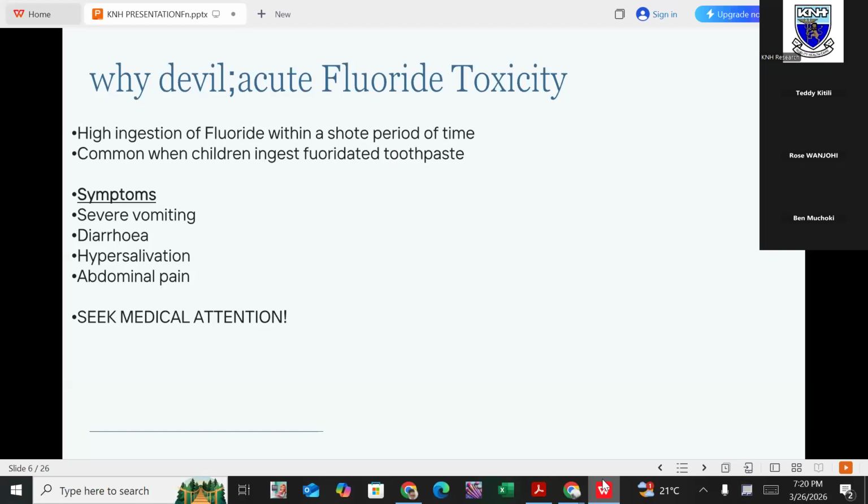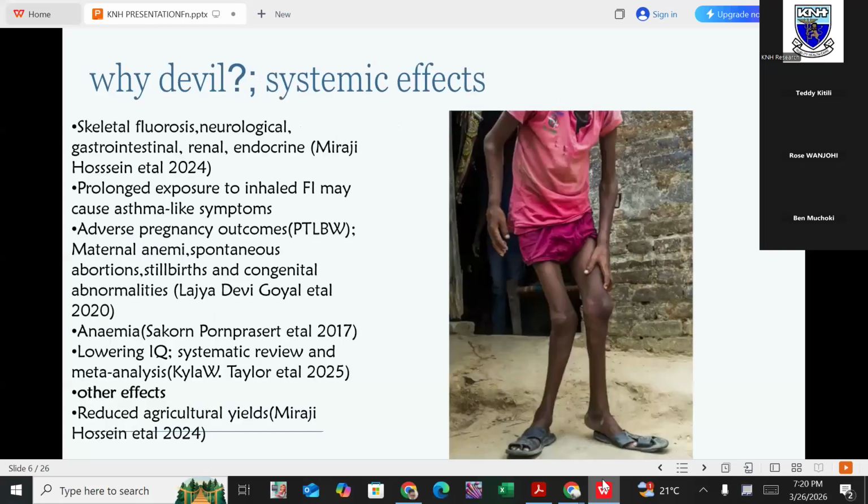So if a baby ingests that, they will present with severe vomiting, diarrhea, hypersalivation, abdominal pain. If you suspect that acute fluoride toxicity has happened, seek medical attention immediately. So this is when you have high fluoride within a short period of time. Remember, I talked about dental fluorosis when you have high fluoride exposure over a long period of time.